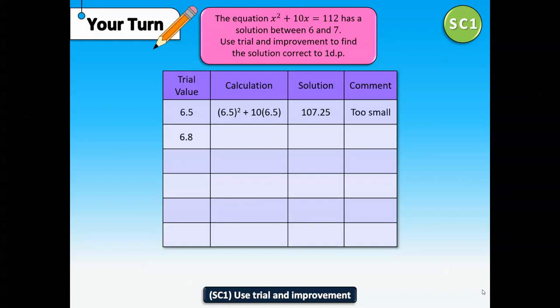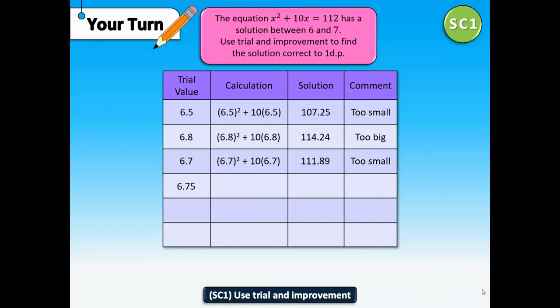So next we're going to try 6.8. And if we substitute in 6.8, then we get an answer that's bigger than 112. So 6.8 is too big. So next I would try 6.7, substitute 6.7 in, and I get an answer that's below 112. So 6.7 is too small. So again, my answer is in between 6.8 and 6.7.